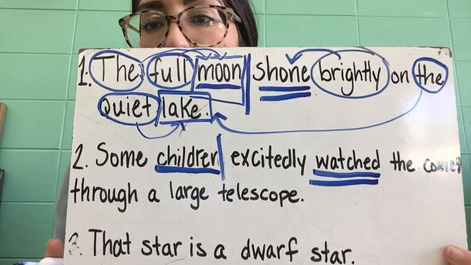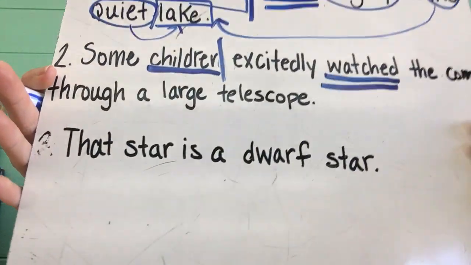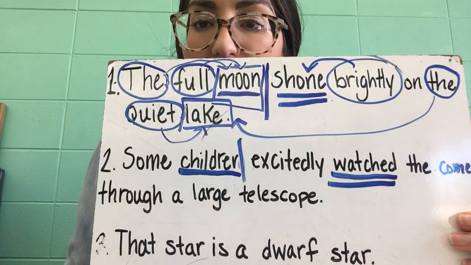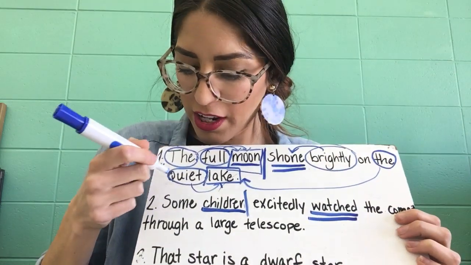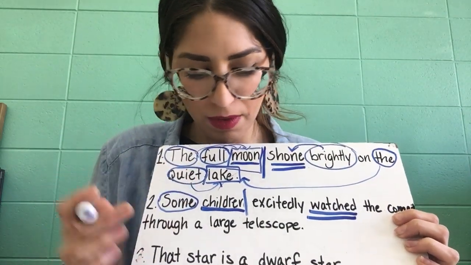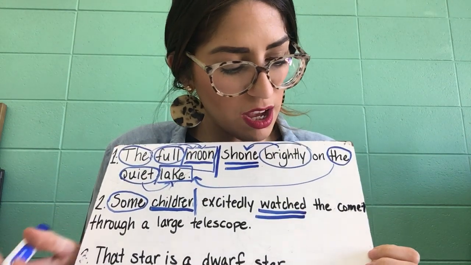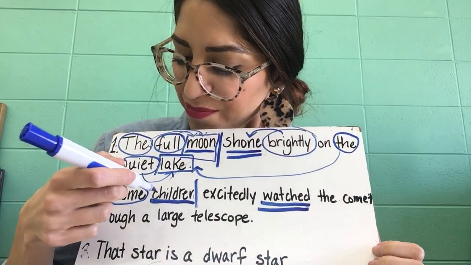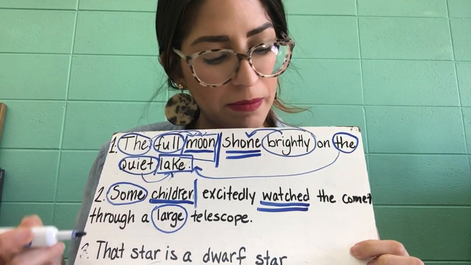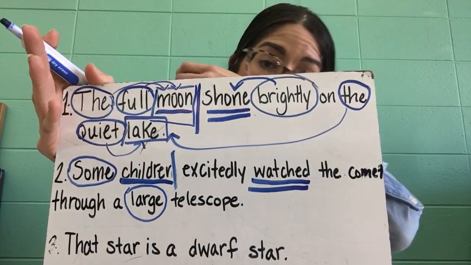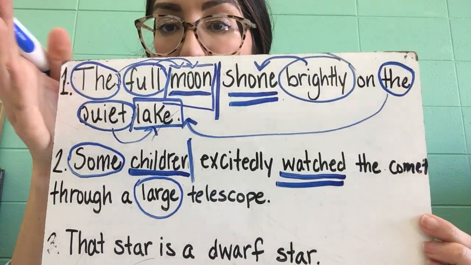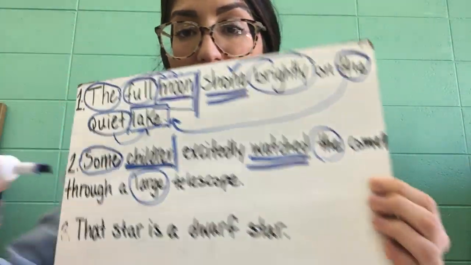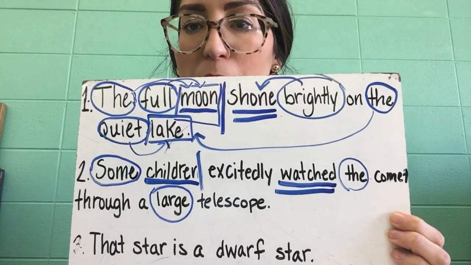Now let's circle our adjectives. What's the first one you see? Good, some. What is the next adjective you see? Large, very good. Okay, now let's go ahead and box our nouns. Oh, there's one more adjective, sorry about that. The, don't forget, the is an adjective, okay?